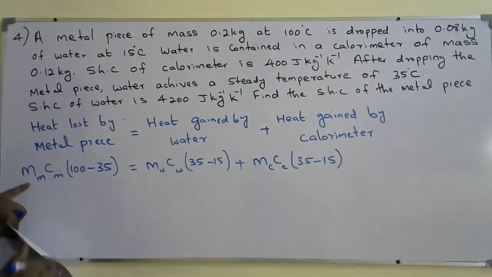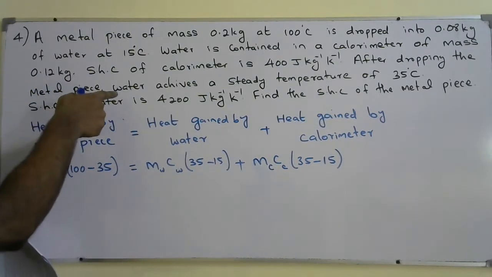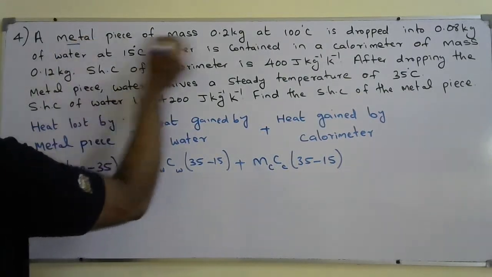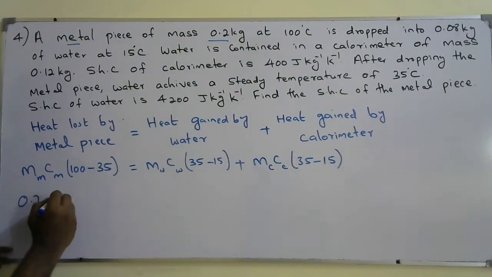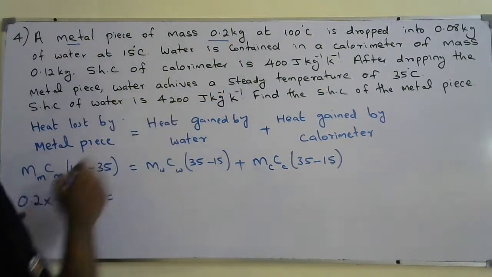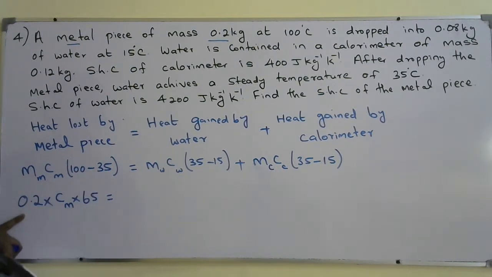Okay, so then we'll substitute. Mass of the metal piece is 0.2 kilogram. So 0.2, that's the mass of the metal piece. Specific capacity of the metal piece, we need to find it, into 100 minus 35, that is 65. We need to find the specific capacity of the metal piece. 100 minus 35 is the change in temperature, that is 65.